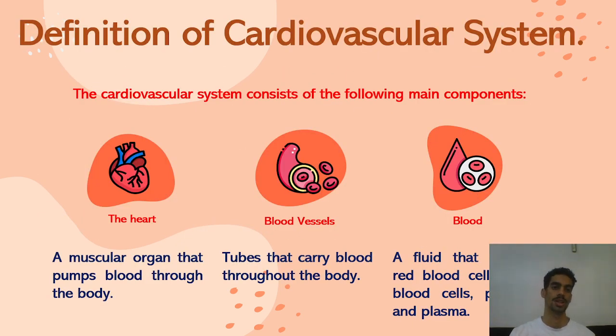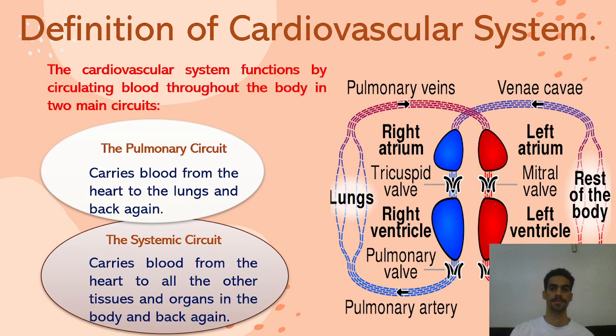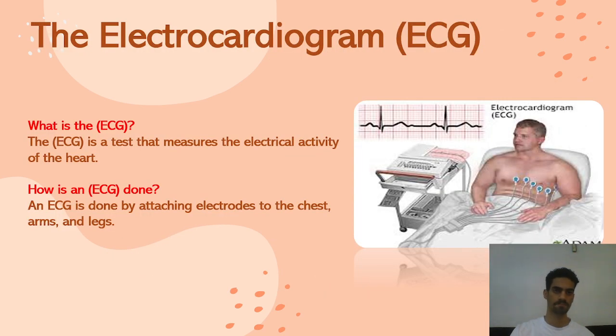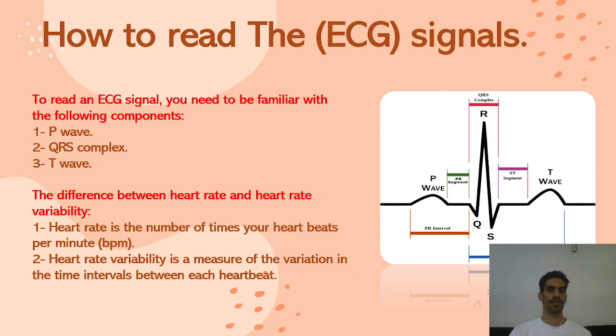So cardiovascular: the cardiovascular system has three main components, the heart, the blood vessels, and the blood. Here are the pulmonary circuit and systemic circuit of the heart. Here is some coronary artery disease, the ECG. The ECG impulse consists of the P wave, the QRS complex, and the T wave, as seen here in the picture.